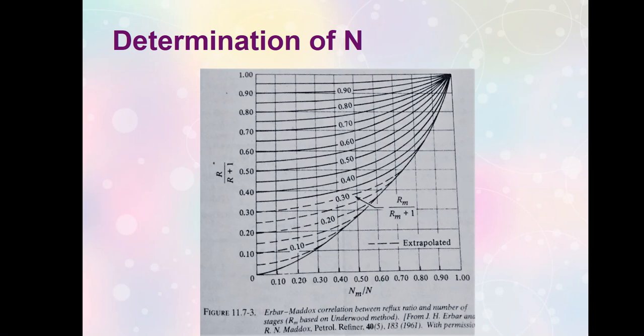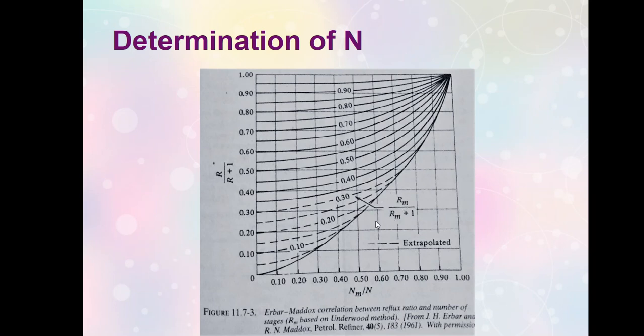Now, prior to that, there's a need for you to determine the minimum number of stages using Fenske's formula. And that is using the relative volatilities of the bottoms liquid and the distillate. Then you still need to know the R, so that you can solve for R over R plus 1, which will now be used as your Y.